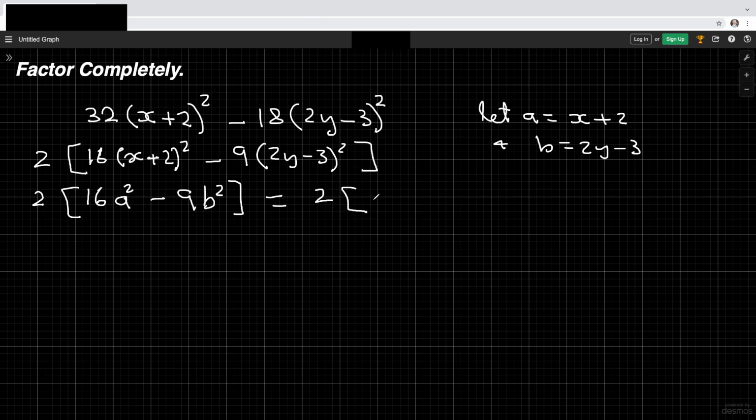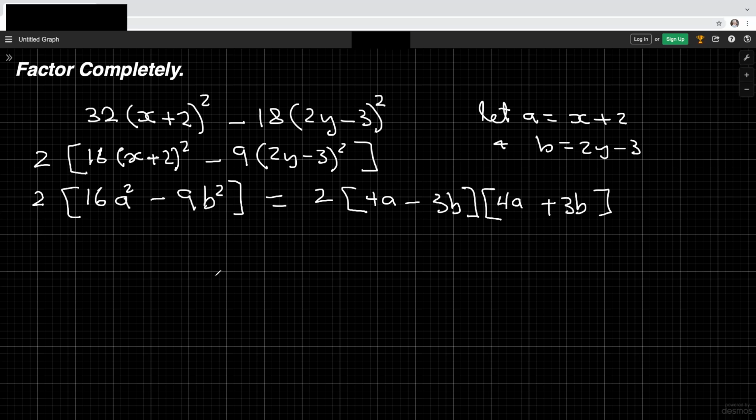And if we want to factor this, the square root of 16a squared is just 4a. And then one is minus, one is plus. And the square root of 9b squared is just 3b. So you put that there and that there.